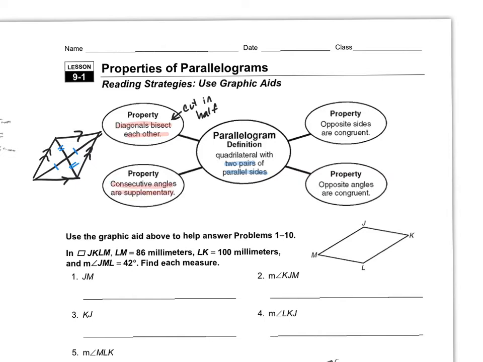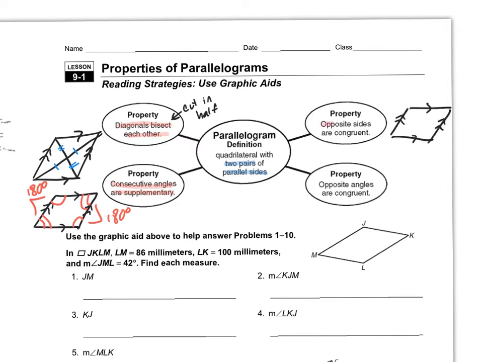Our next property says the consecutive angles are supplementary. Well, my first parallelogram is getting a little bit busy, so let me start a new parallelogram over here. Consecutive angles are kind of like next door angles, so that would be like this pair right here. Supplementary means they add to 180 degrees. And that's true over on the other side as well. So this pair also adds to 180 degrees, as does the top pair and the bottom pair.